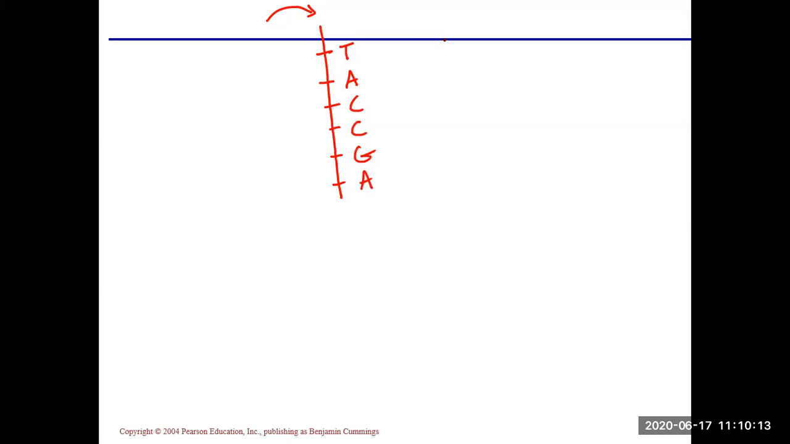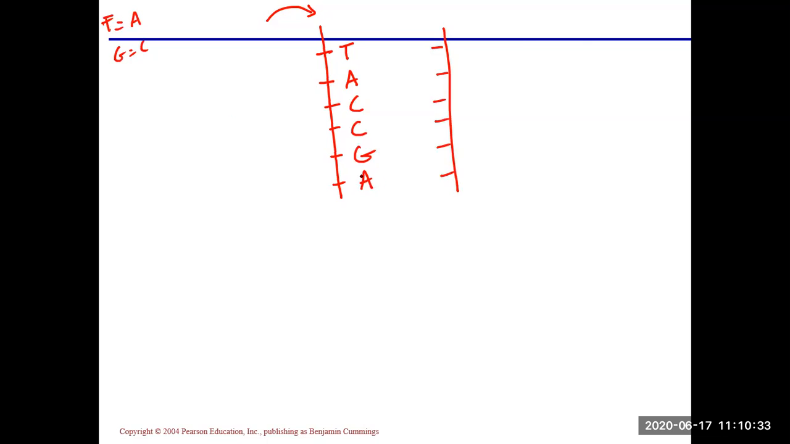What I want you guys to do is draw another one. Based on the rule that I told you, T pairs with A, and G pairs with C, all you have to do is figure out the other strand. Now, between them, you form hydrogen bonds.